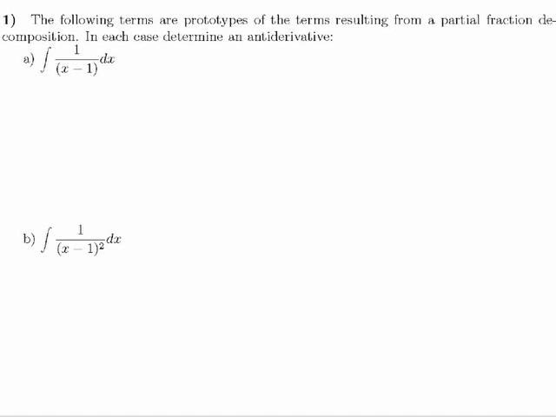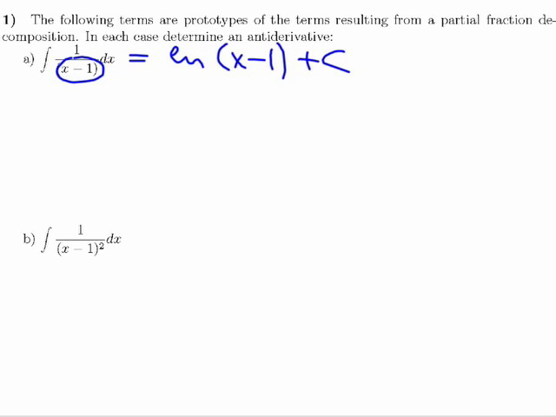The task is to integrate terms as they occur after a partial fraction decomposition. Our first term is the integral over 1 over x minus 1, as 1 is almost the same as 1 over x. 1 over x we could integrate, so 1 over x minus 1 has simply as antiderivative the logarithm of x minus 1 plus c, and that's where we are.